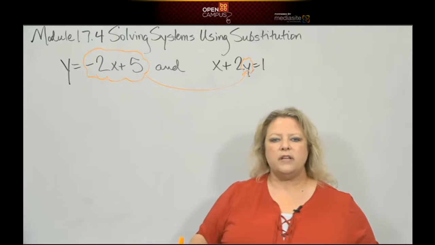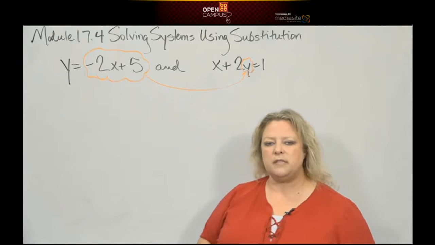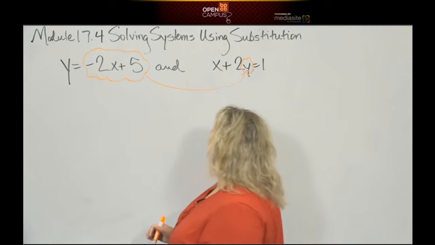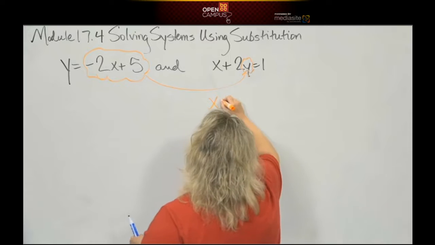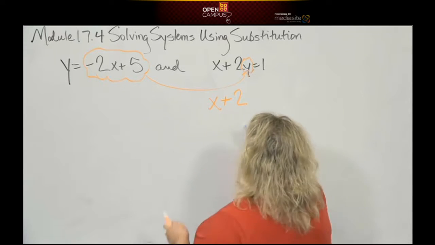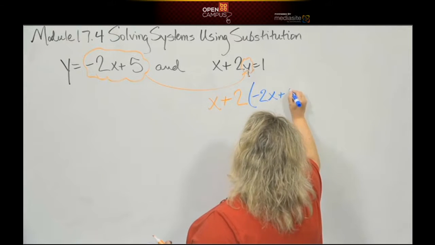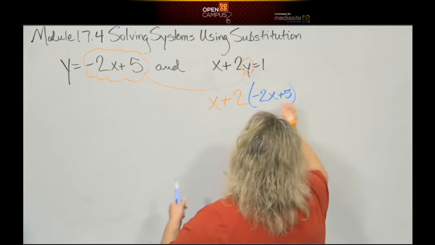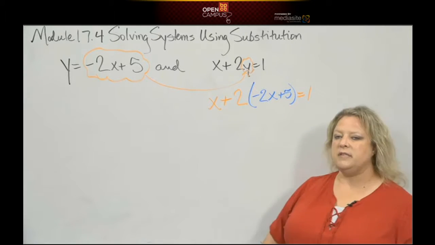I've already got the equation alone. Everything I need is ready. All I have to do is substitute it in so I can find my ordered pair. So let's do that. So I have x plus 2 times y. This time I'm going to substitute in blue just to change it up a little bit. Equals 1. So here's my equation. The substitution's in blue this time.